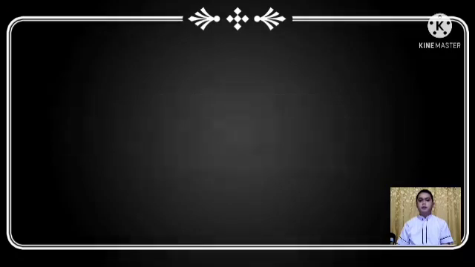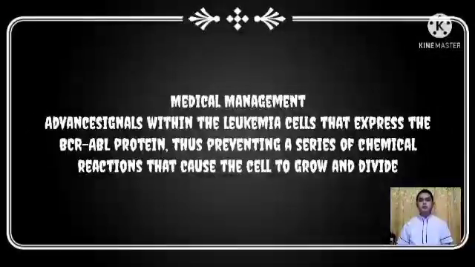Then medical management. The medical management is to block signals within the leukemia cells that express the BCR-ABL protein, thus preventing a series of chemical reactions that cause the cell to grow and divide. So the BCR-ABL is seen in patients with chronic myelogenous leukemia or the CML, and in some patients with lymphoblastic leukemia, and in some with acute myelogenous leukemia or the AML.